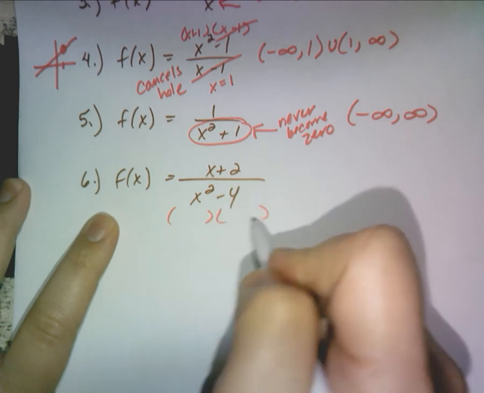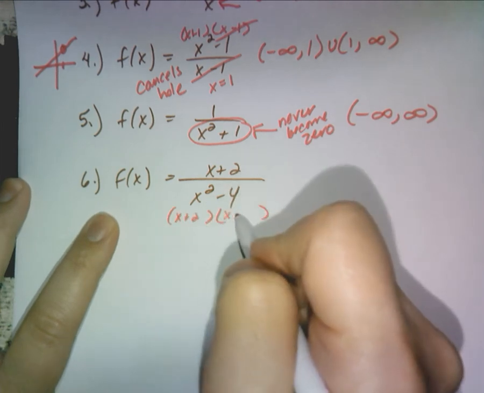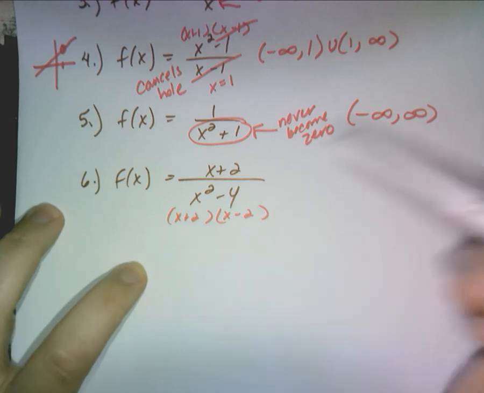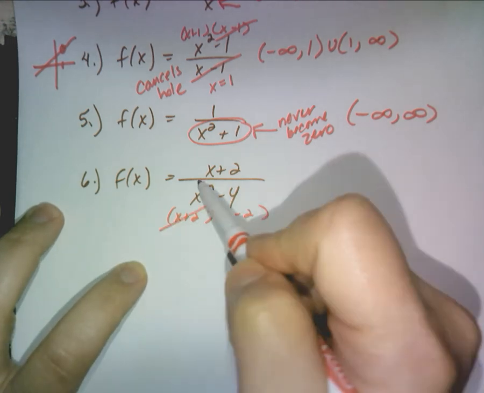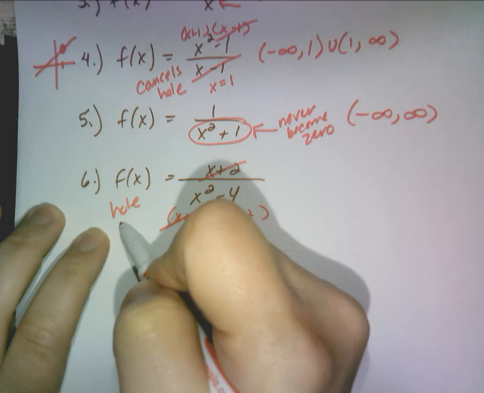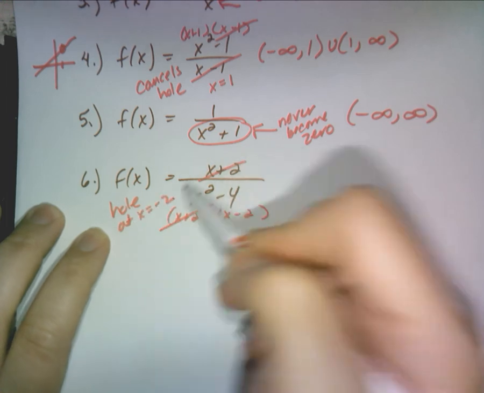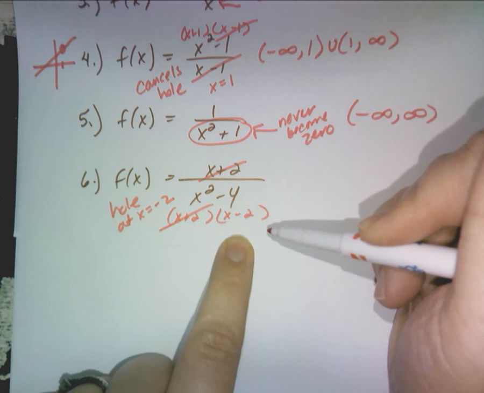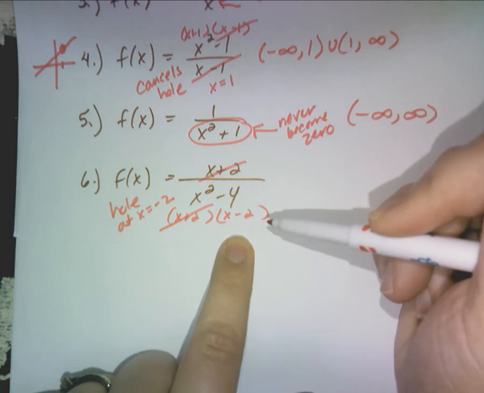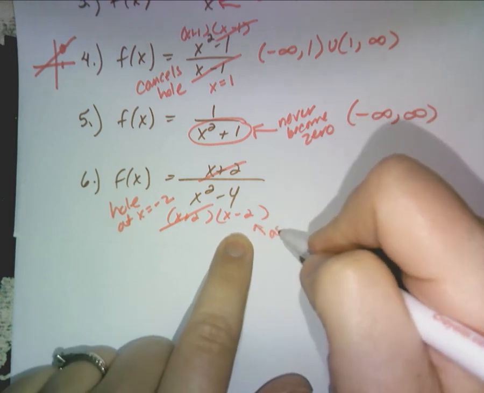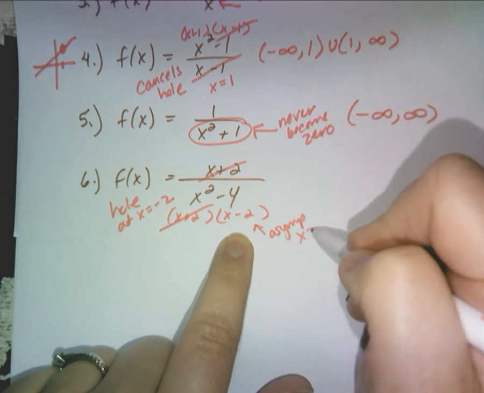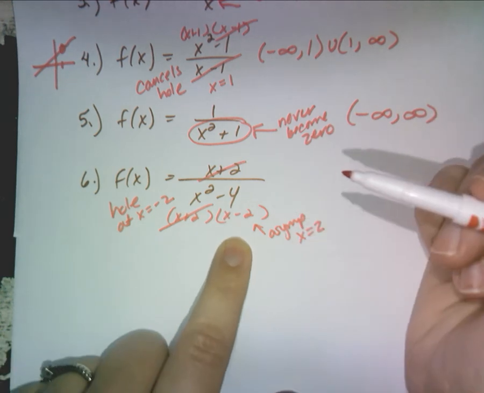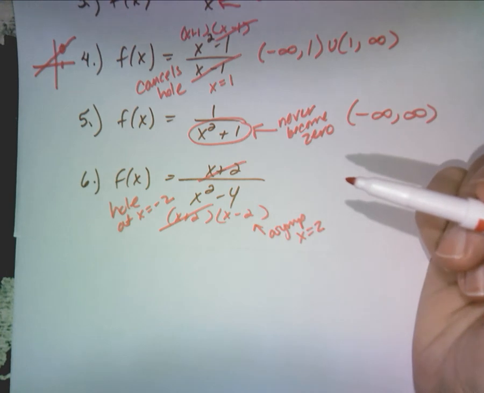All right, last one here, number 6. Again, it factors into x plus 2 and x minus 2. If it cancels, it's a hole. So there's a hole at x equal to -2. But what is that if it's left in the denominator? That is an asymptote. There's an asymptote at +2. So we have 2 areas that are problems here. We have a hole at -2. We have an asymptote at 2.